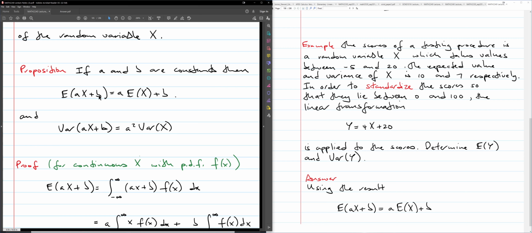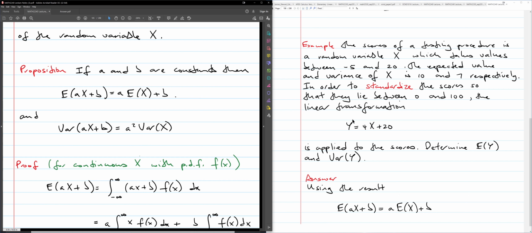Alright, so let's see an example of using these formulas for the expected value of ax plus b and for the variance of ax plus b. The example here is a testing procedure, and the score of this testing procedure is a random variable x, which takes values between -5 and 20. You're given the expected value and the variance of x. The expected value is 10 and the variance of x is 7.